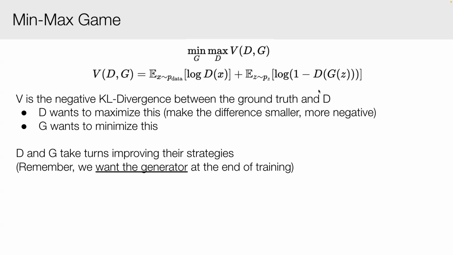Okay. So remember, they take turns; they're not trying to update their strategies at once. The generator makes its changes, takes a break, the discriminator makes its changes, takes a break, and so on and so forth. Okay.